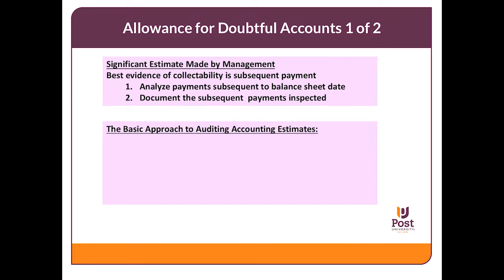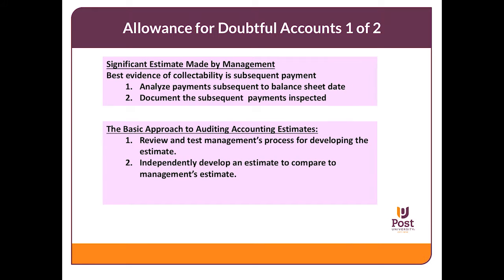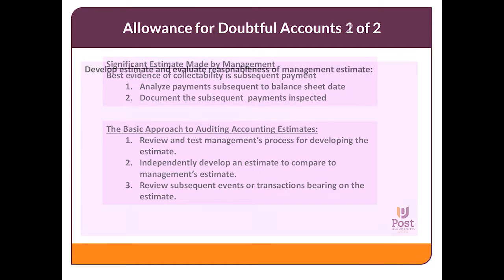The basic approach to auditing accounting estimates is: 1. Review and test management's process for developing the estimate. 2. Independently develop an estimate to compare to management's estimate. And 3. Review subsequent events or transactions bearing on the estimate.